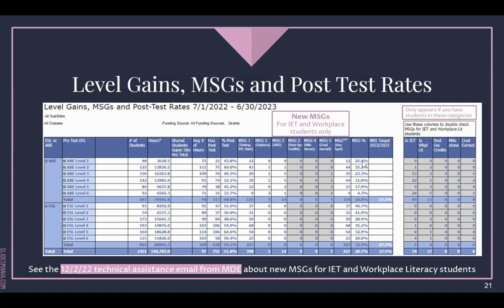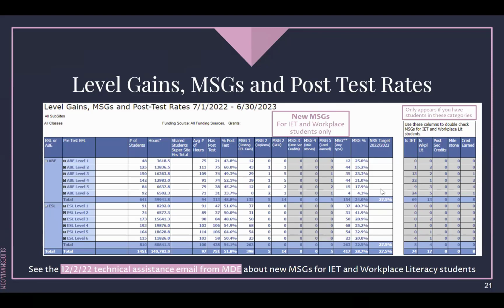That makes sense. And then finally, the percentage of students who have an MSG, which we're all, I think, familiar with. We all focus on that right away. And over here is the NRS target. In other words, it's the goal that the feds have set for our state to meet. So this program that I ran, they're already at 24% having a gain, and the goal is 27%.